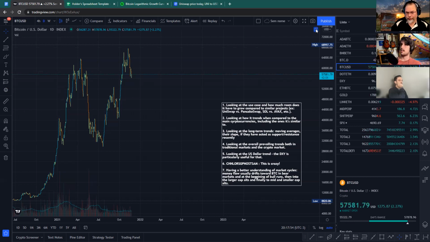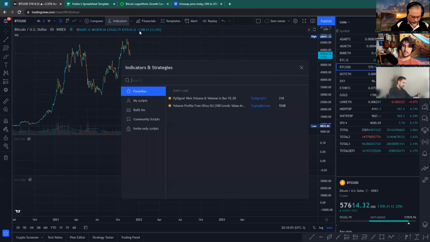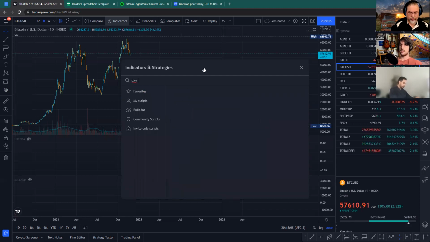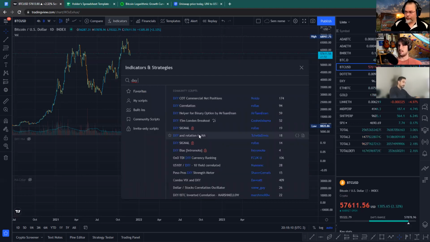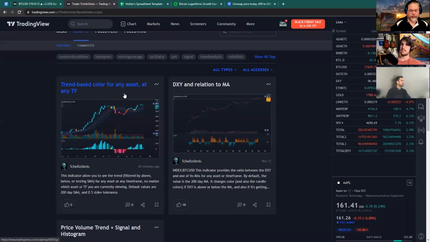Okay. So maybe it takes a little while to show up in TradingView, but you can search for my other indicator. So if you search for DXY, you'll see right here, DXY in relation to MA, so Tchello right here. Then you can just click my profile and go to scripts. And here it is, trend-based color for any asset at any time frame.